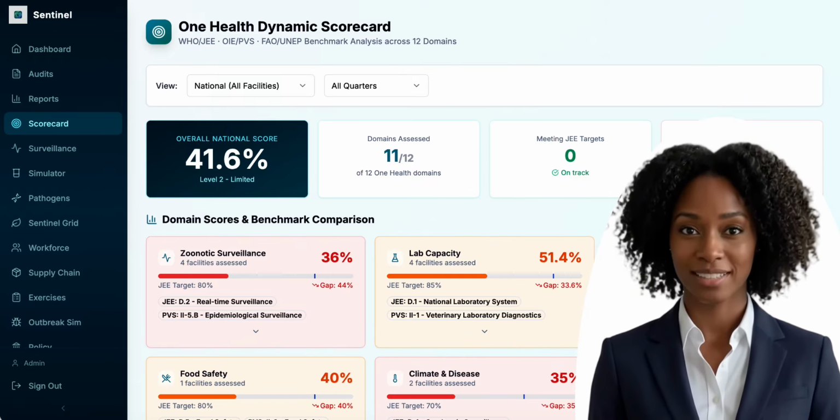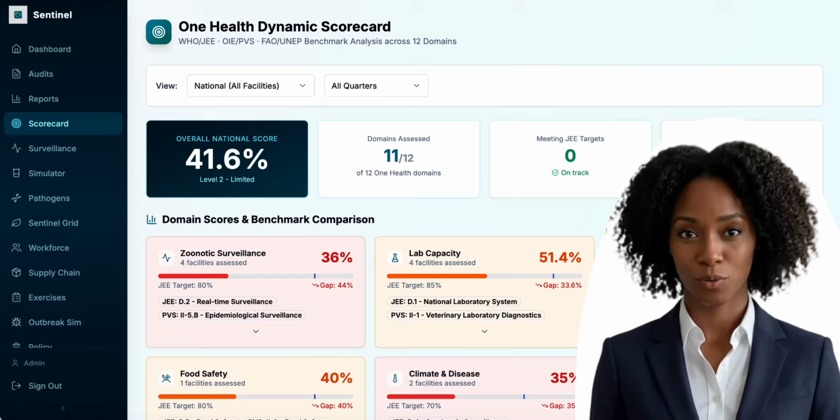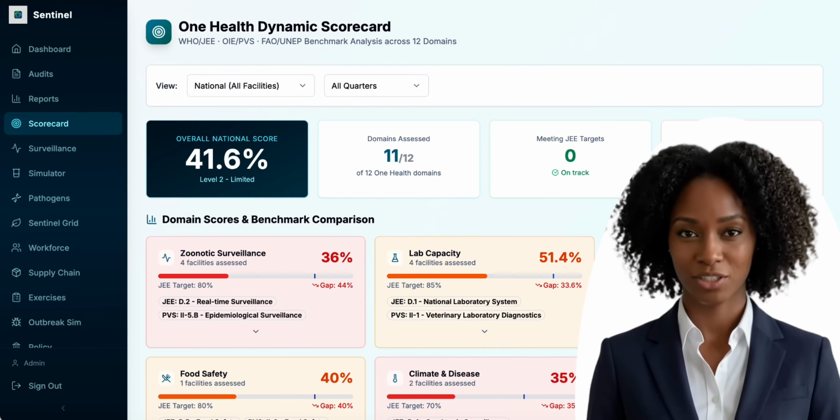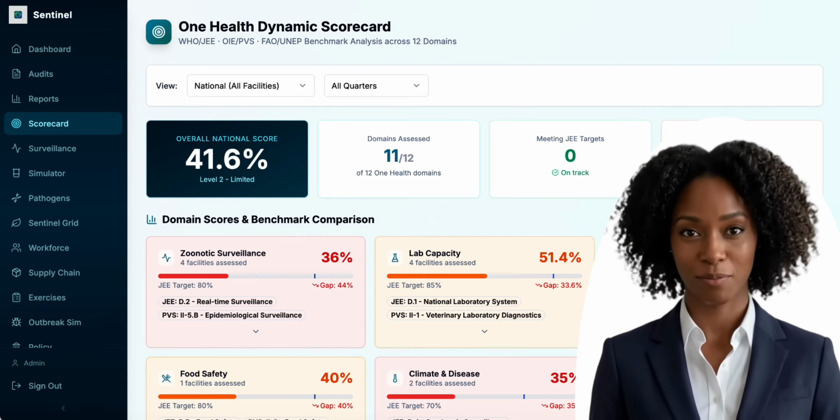Computing a disparity index, for example, a human health score of 80% versus an animal health score of 45% in Domain 1. Presenting a radar or bar chart viewable after calculation that distinguishes between domains that are One Health aligned and those that remain fragmented.